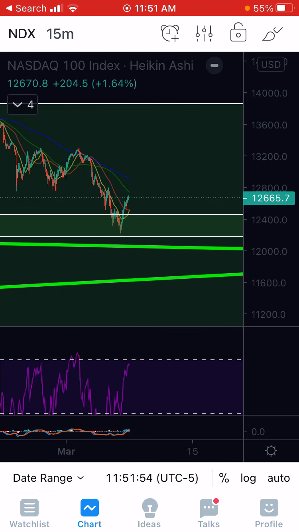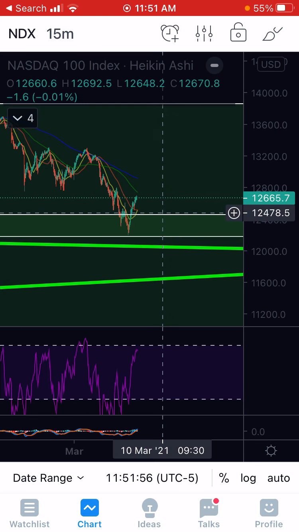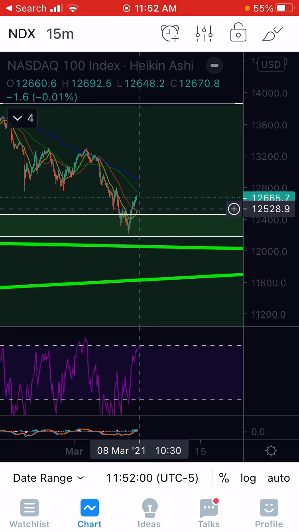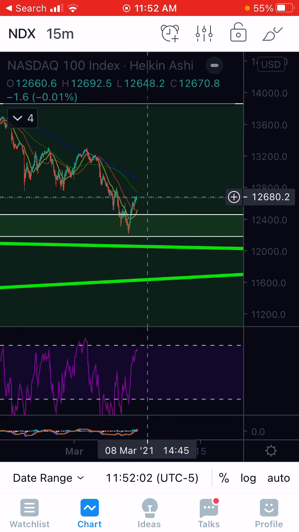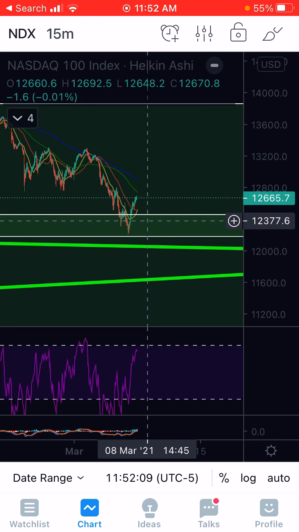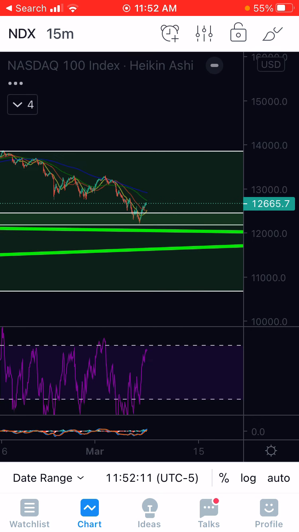On the 15-minute here, we're getting very overextended here, so it does look like, even though we're getting this nice golden cross here, could come back down here, retest this 12.5, then come up. We could come back down, test this 12.468, or we could come back down here. We have to wait and see what happens.